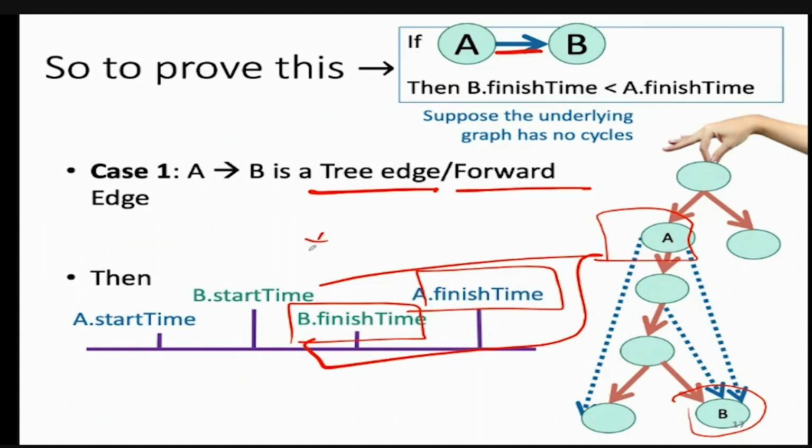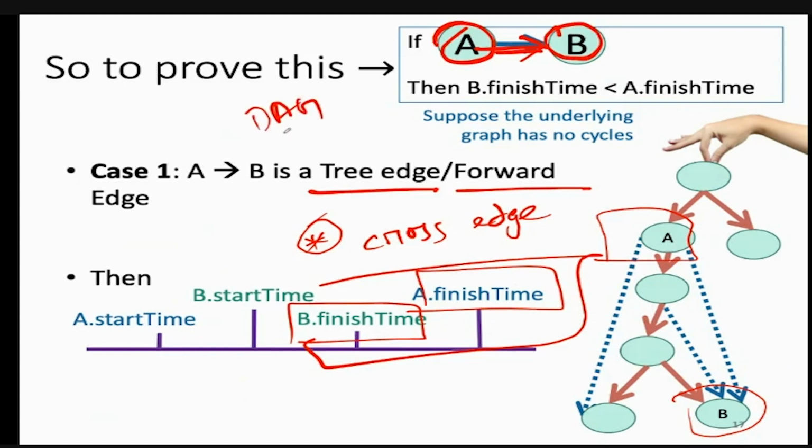So we are only left with another kind of edge. What that is, this is cross edge, right? So we have to prove that if this is a cross edge, again this holds that the finishing time of A is greater than the finishing time of B. We need not worry about the back edge. Why? Because in a DAG, we will not have any back edge. We do not need to prove that it's a back edge.